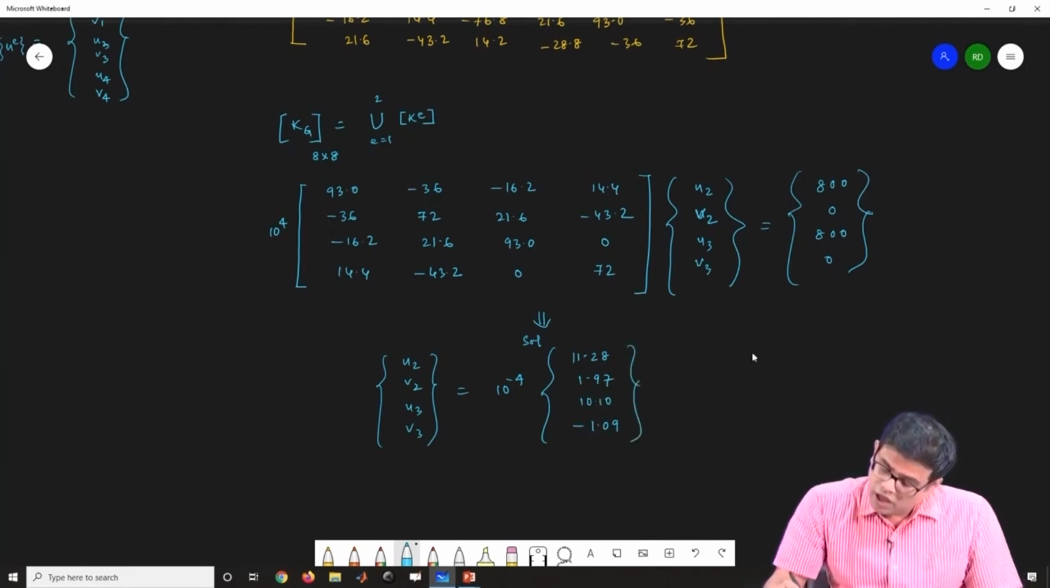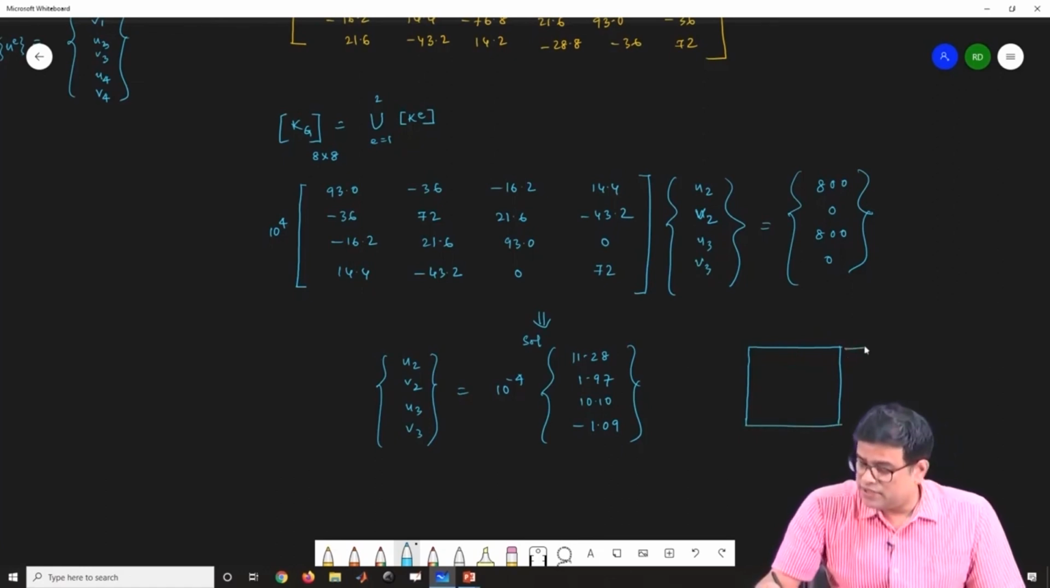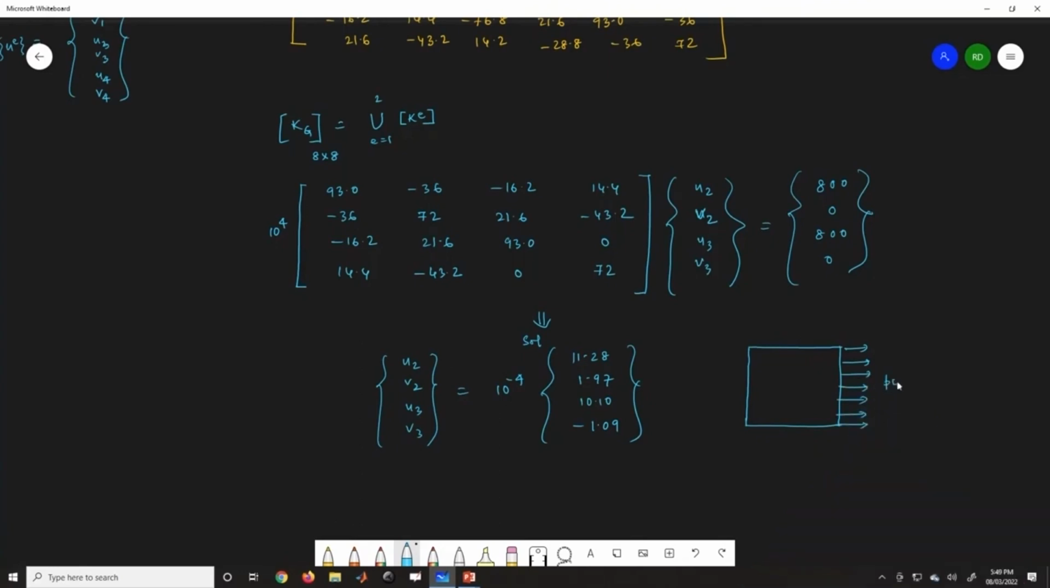So now let me draw the problem again. Essentially we are constructing this as my problem. I am just giving a uniform force or uniform traction along this side, P0. Naturally this is my U2, V2, and this is my U3, V3, and this is my U2, V2. And this is my fixed body.